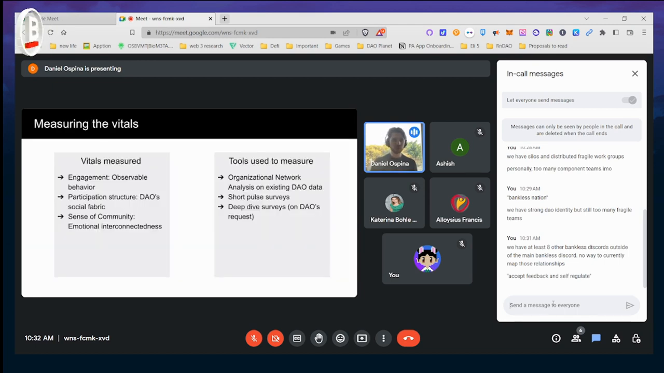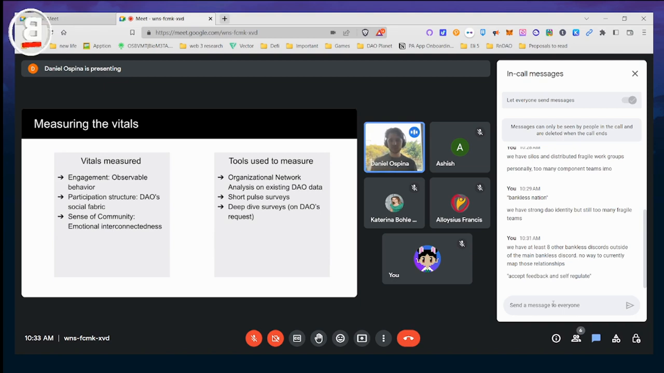So we measure the vitals. We're measuring the engagement, the observable behavior. We talk about the interactions between people, the participation structure, so the DAO social fabric, the shape of the network, and the sense of community, which is the emotional interconnectedness, both between the identity of the community and oneself, and between the people. How healthy are their relationships with others? Because as we have started to deploy these across some different communities, we have discovered some that have a really strong mission. People really flock to this community and believe in the mission and identify as part of that community, but they don't necessarily have healthy relationships between them. And as a result, the community is still fragile. So both are very important.